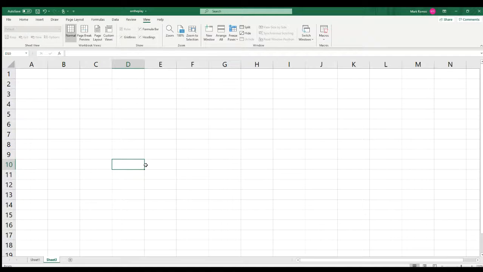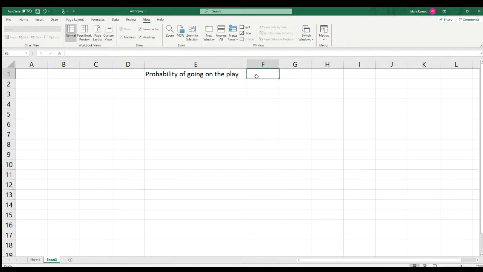Okay, so we want to guess a number essentially, right? And that number is the probability of going on the play. That's essentially the number that we want to guess. We don't know what that number is.